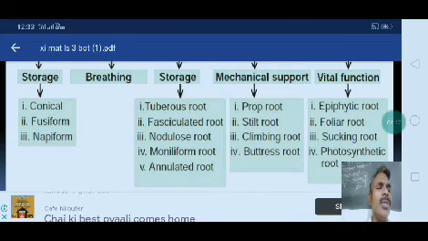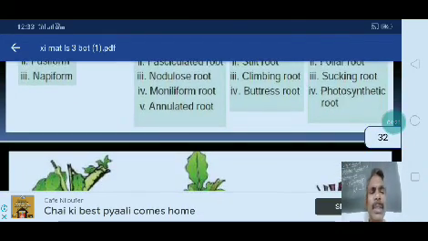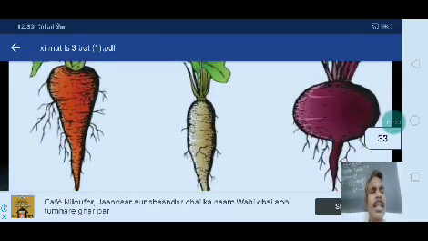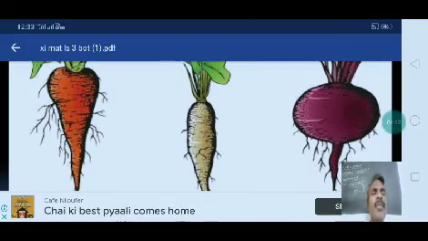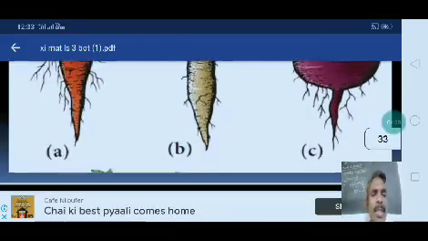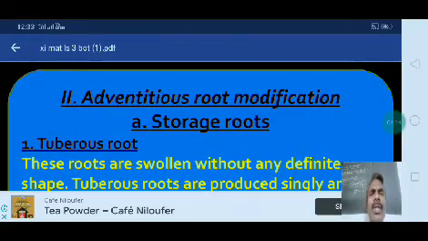That is called epiphytic roots, foliar roots, sucking roots, photosynthetic roots. These come under this vital function. Okay, one by one you can see. This is the carrot, then radish and beetroot. These are conical, fusiform and napiform in structure. Then adventitious root modification, storage roots.